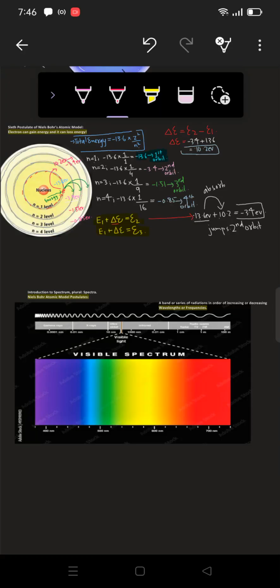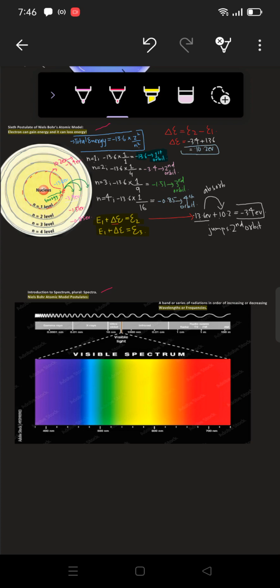Okay, so as in the last video we have discussed the sixth postulate of Niels Bohr's atomic model. In today's video we're going to study the spectrum. This is the class of basic introduction to the spectrum. We're going to see what is meant by this term spectrum, right?